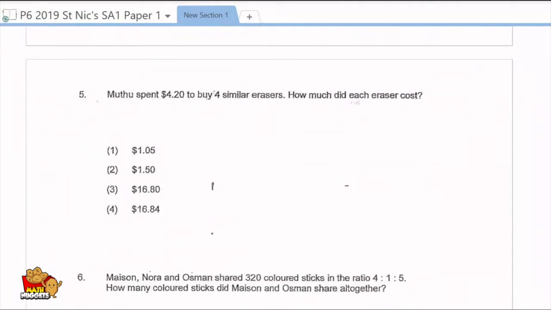Question 5. So 4 erasers cost 420 cents. We want to find 1 eraser. What you need to do is simply take 420 divided by 4. That's $1 and 5 cents. Number 1.